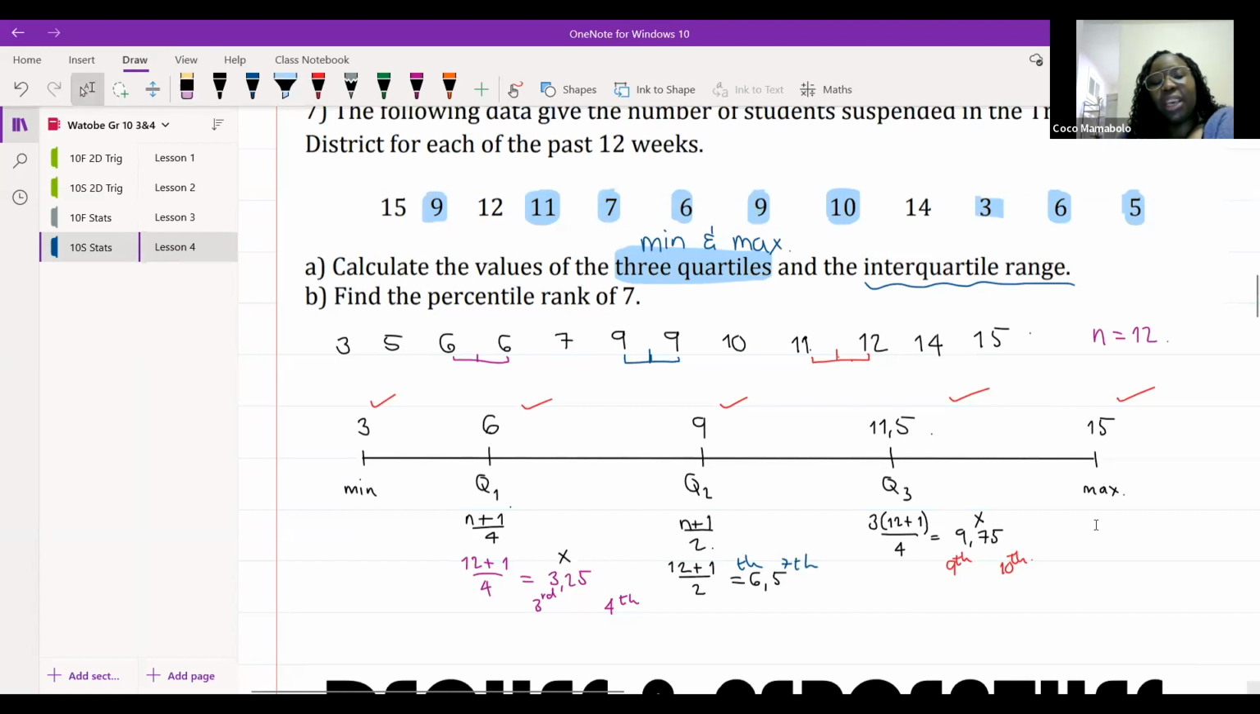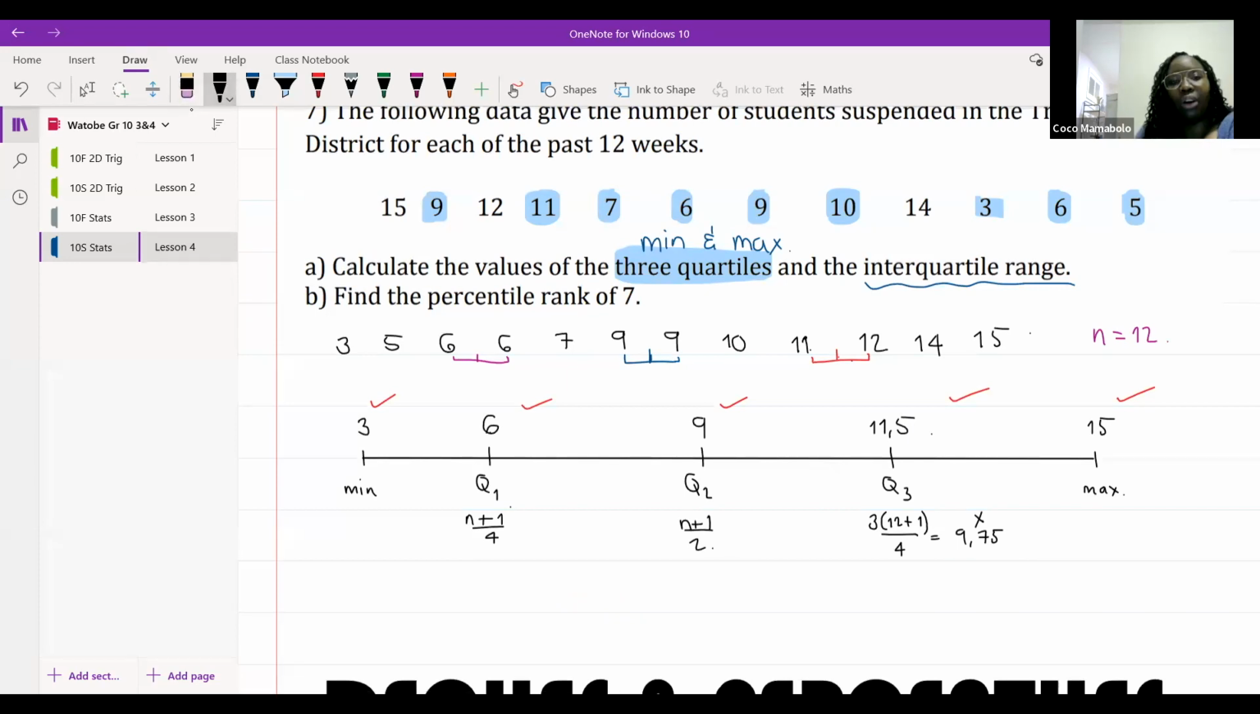All right, give me a thumbs up if we're okay with finding the minimum, the maximum, and the 3 quartiles in between. Excellent, guys. Awesome stuff. All right, yes, we can move on. Excellent. All right, so we're going to be talking about the interquartile range.